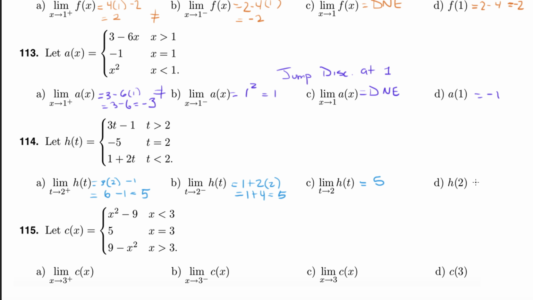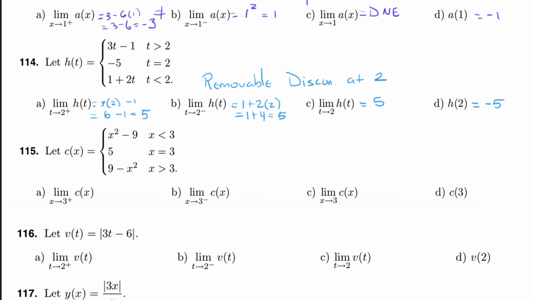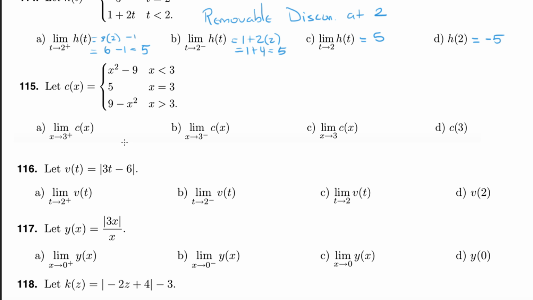And f of 2 is equal to negative 5. So notice that f of 2 equals negative 5. Therefore, you have a removable discontinuity at 2. So what does that mean? That the limit does exist, but the value at the point is not equal to the limit. Therefore, it's a removable discontinuity, and it's not continuous from the left or from the right. Okay? Next one.